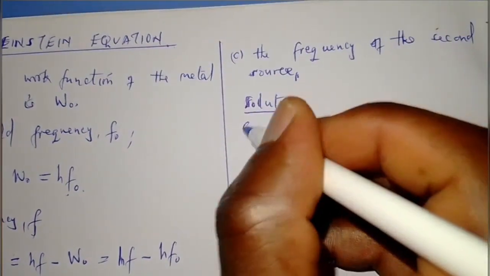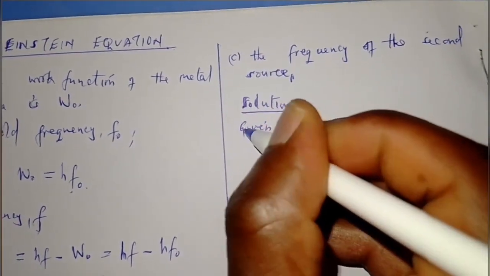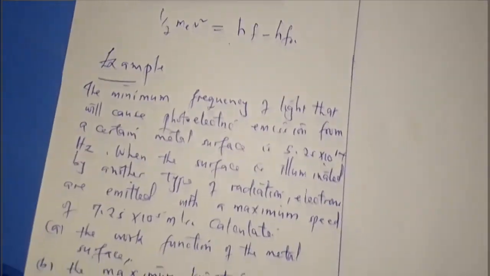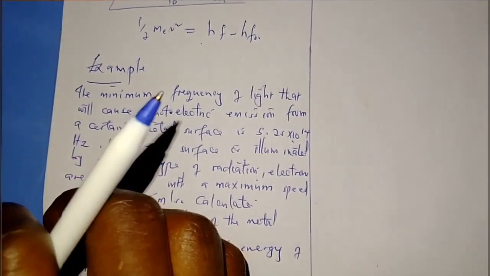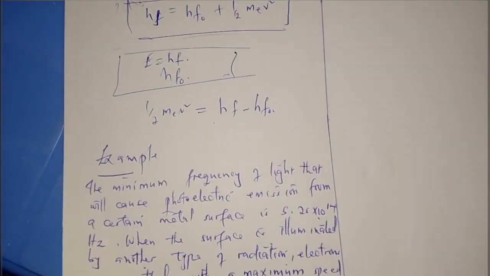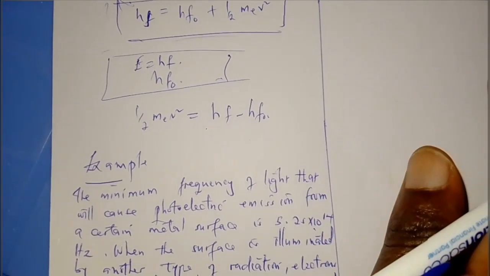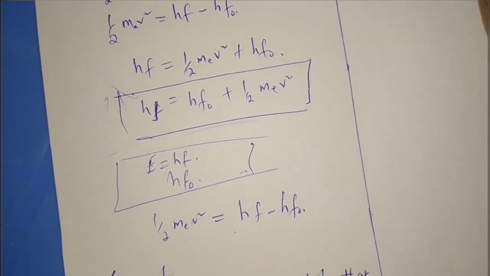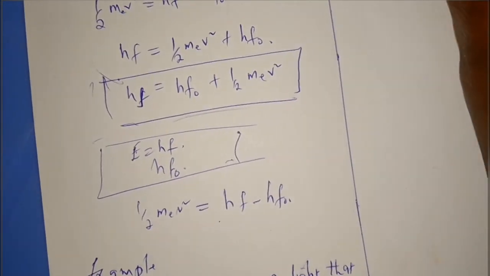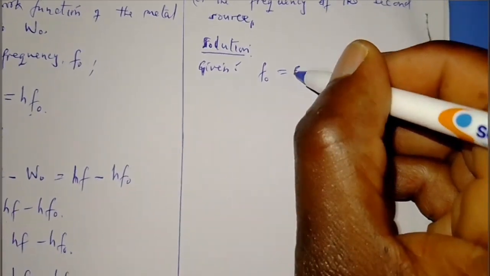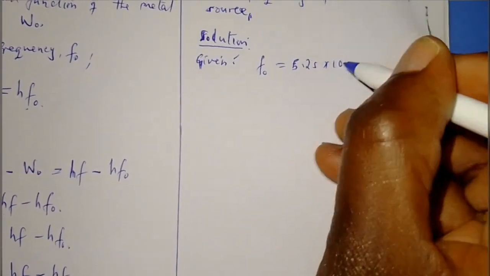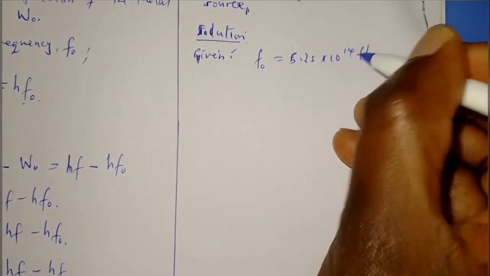So you have been given the minimum frequency of light that will cause photoelectric emission of a certain surface is 5.25 times 10 raised power 14 Hz. So that is the threshold frequency F naught. It's given as 5.25 times 10 raised power 14 Hz.